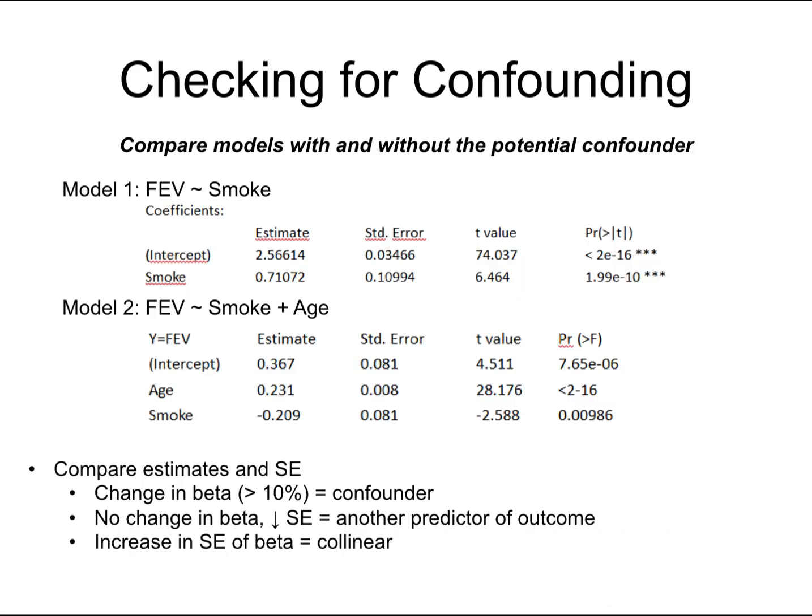So going back to our original model, how did adding age to our model affect our slope for smoke? Do you think age is a confounder, another predictor of FEV, or collinear with smoking? The estimate of the slope for smoke changes substantially. So the direction of the association actually changes from positive to negative. So age appears to be a confounder of the association between smoking and FEV and should be kept in our model. In our second model that controls for age, our beta 1 is interpreted as smokers have an FEV that is an average of 0.21 liters lower than non-smokers, adjusting for age.